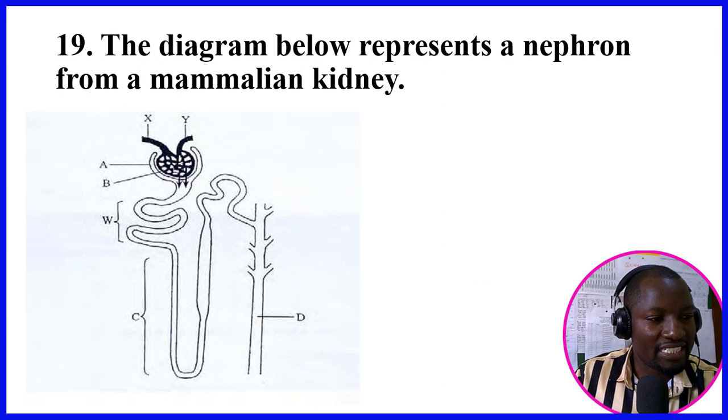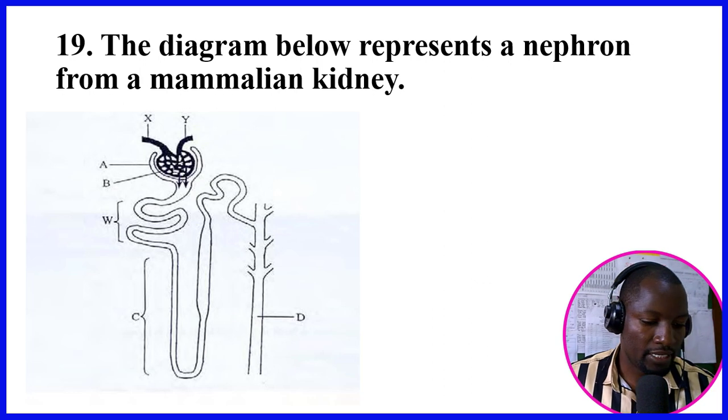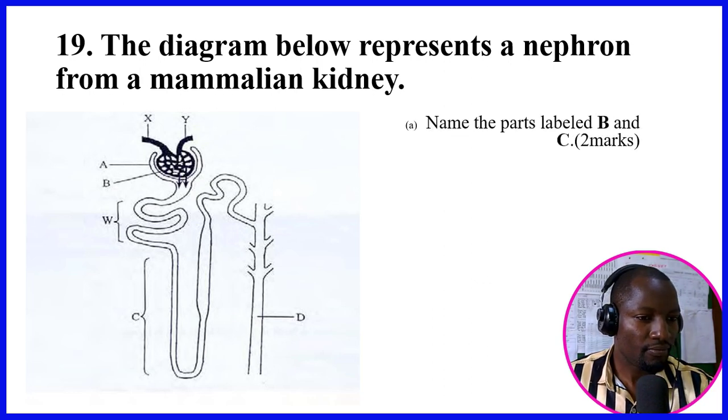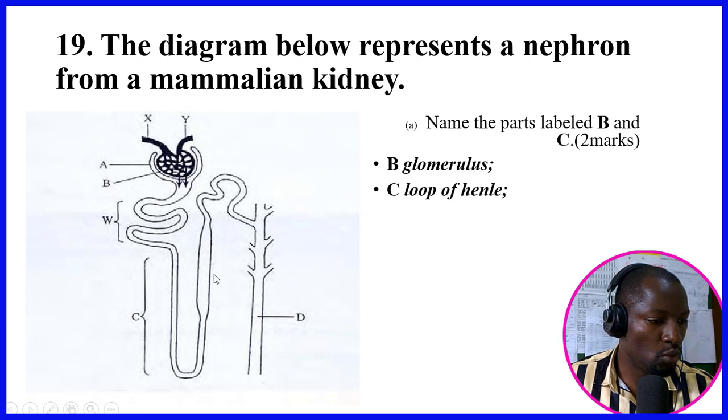The diagram below represents a nephron from a mammalian kidney. First question, name the parts labeled B and C. B is a glomerulus. C is the loop of Henle, or you can even call it Henle's loop.